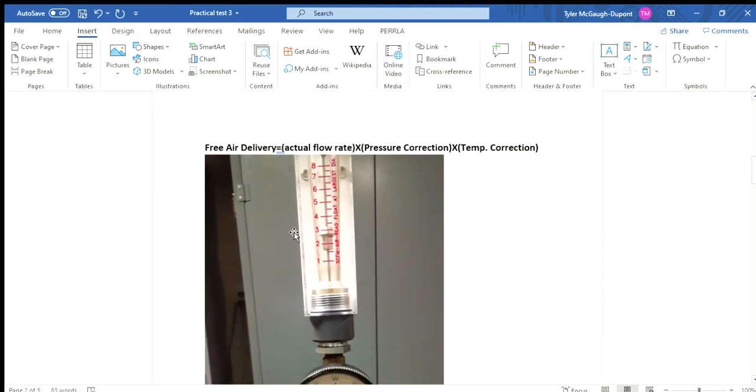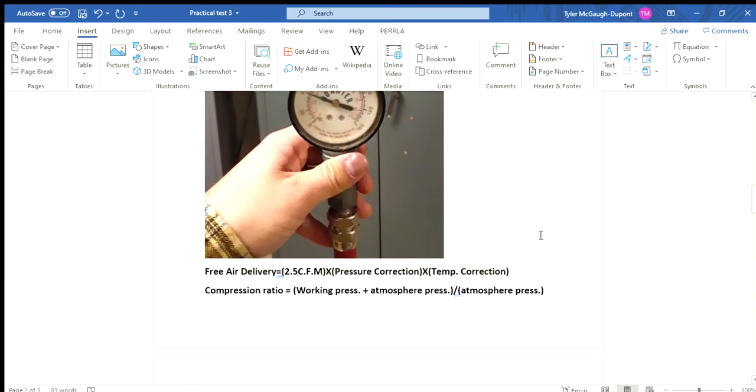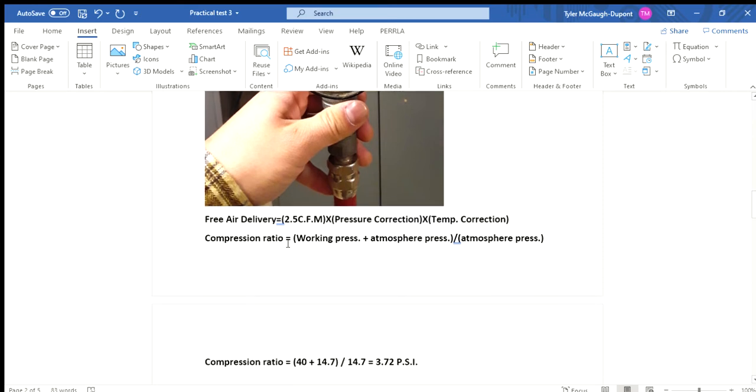In class we hooked up a float to the compressor, and coming out of the compressor was about 2.5 cubic feet a minute. And we put that into our equation here: 2.5 cubic feet a minute multiplied by our pressure correction and temperature correction. For our pressure correction, we're using a compression ratio, which is our working pressure plus our atmospheric pressure, divided by the atmospheric pressure. The atmospheric pressure in Port Huron is 30.05 inches of mercury, which if we convert that, gives us 14.7 psi.